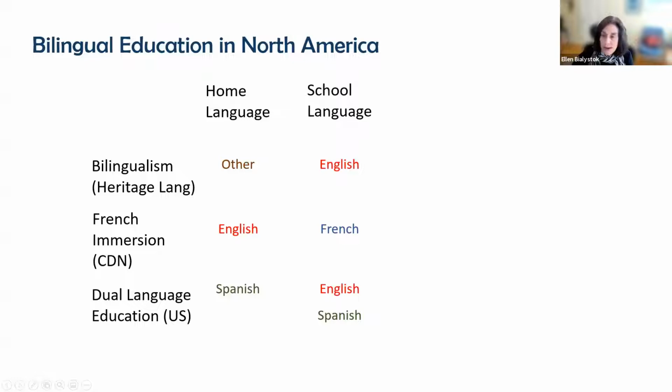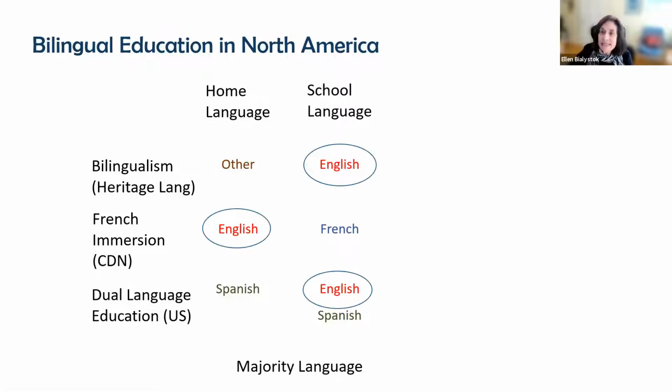Now, in all these programs, the majority language is English, which is to say the language of the community is English in all cases. So what kind of English proficiency do these kids have? Well, if they speak something else at home, they may well be ESL, English as a second language. They're just learning English, gaining proficiency in English. In French immersion, their English is very high. They speak English at home. It's the language of the community. And in the United States, in these dual language programs, English proficiency is typically low.